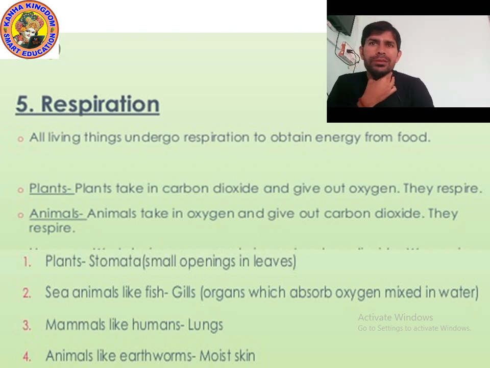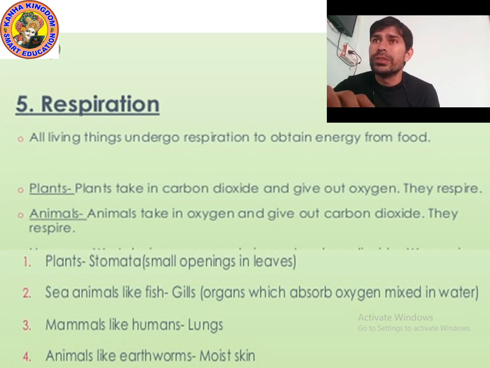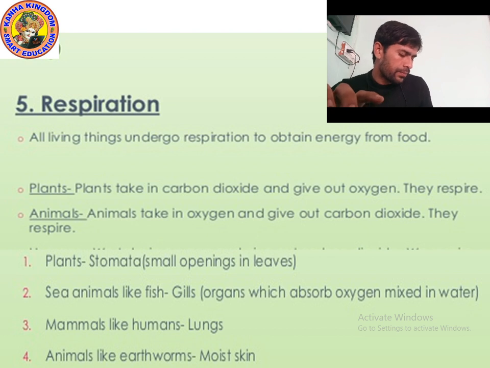So there are different organs present in different animals and plants, which help them to take in oxygen or carbon dioxide, which help them to breathe. So different organs are present which help in breathing. As you can see, I have written 4 points.